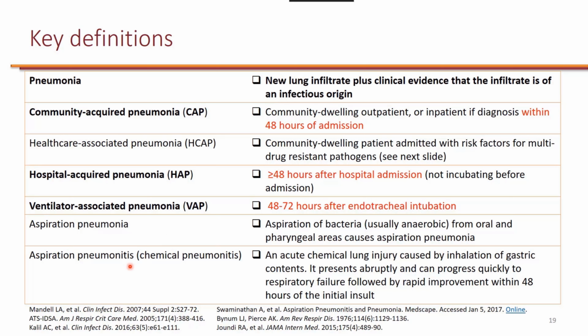Another thing that can happen due to aspiration, it could be a sterile aspiration. So it could be just gastric content without flora. And it can still cause some inflammation and reaction in the lungs. And we definitely call this aspiration pneumonitis rather than pneumonia. And some people call it chemical pneumonitis to make it clear that it is not due to organism. So aspiration pneumonitis or chemical pneumonitis should not be treated with antibiotics.